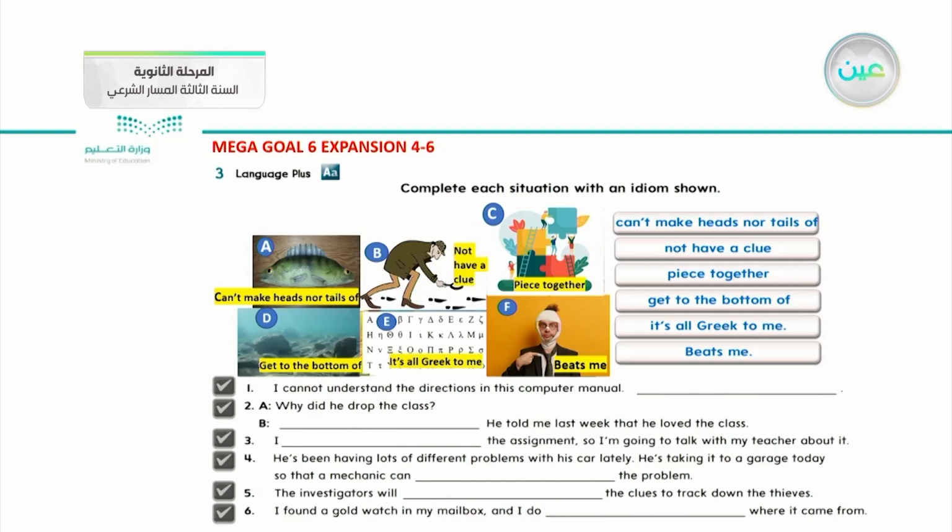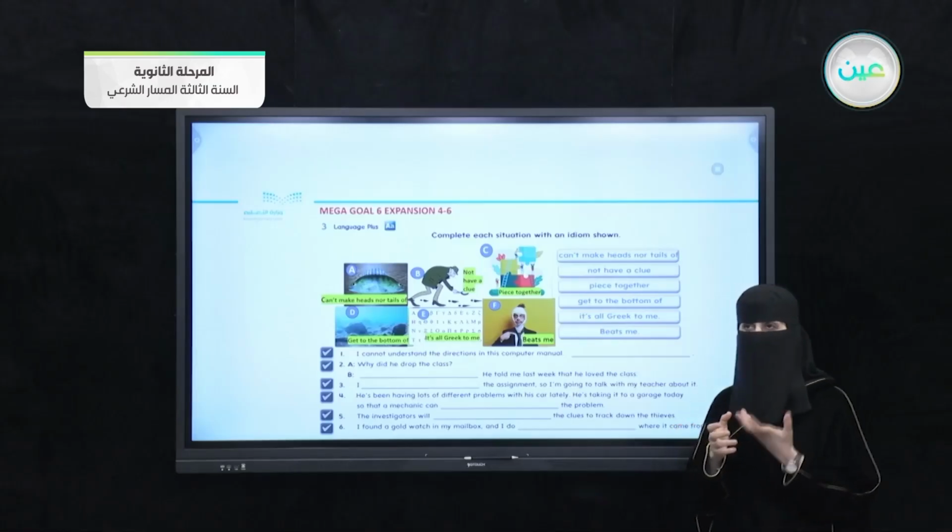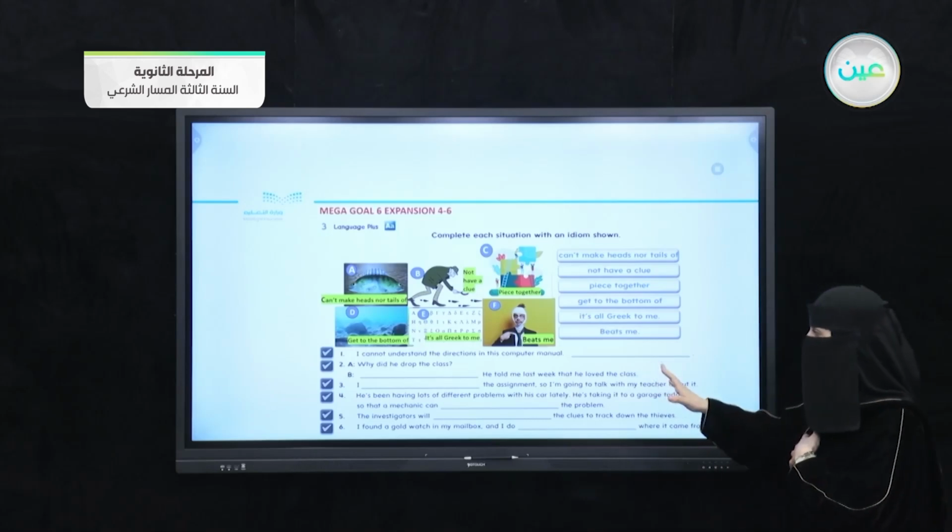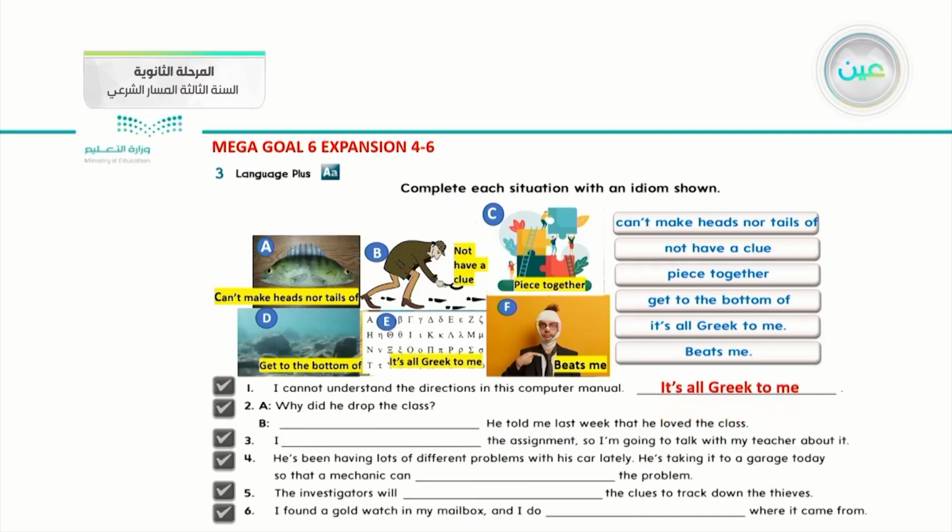Number 1, I can't understand the directions in this computer manual, which means that there is something hard, unexpected, make confusion to you. What do you think is it? We can say it's all Greek to me. That's what comes in a picture. Okay, number 2.